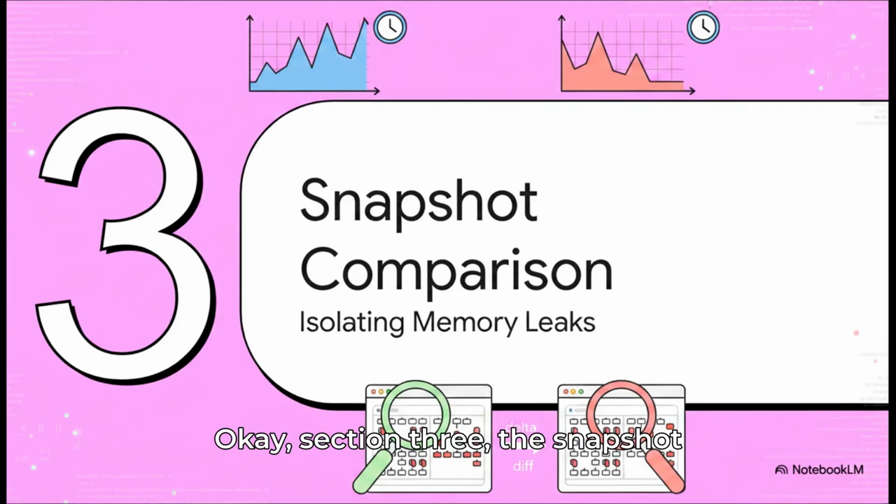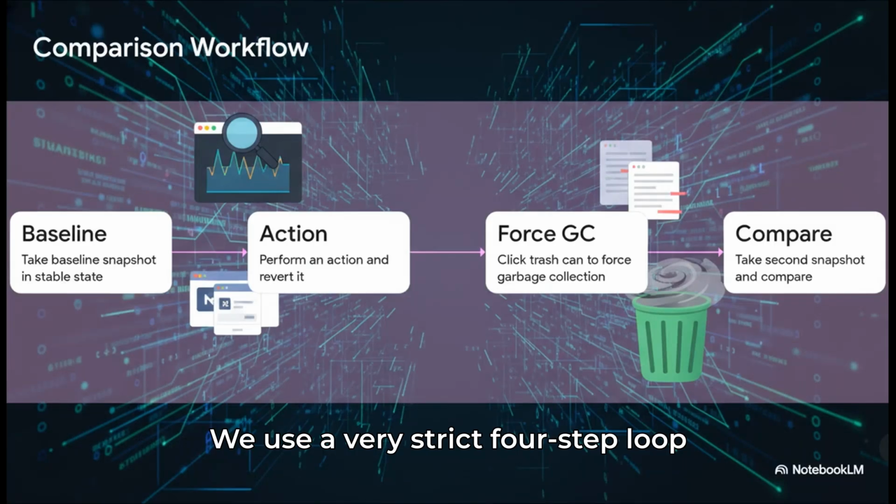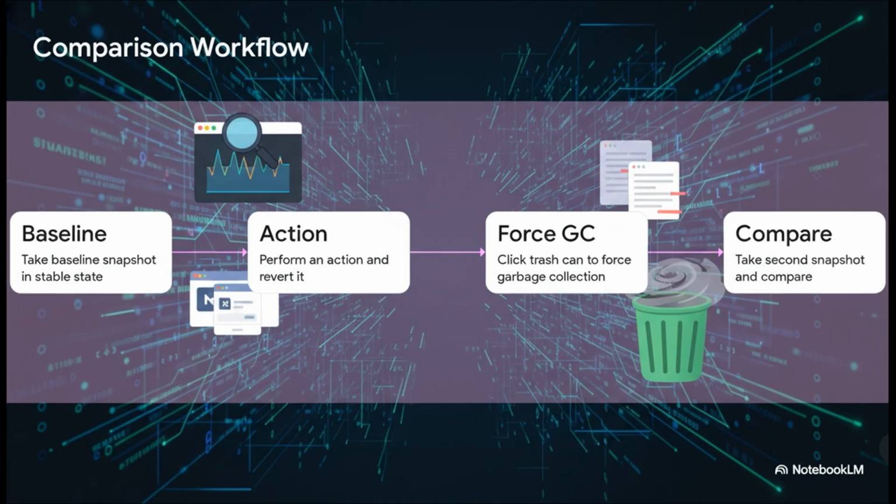Okay, Section 3, the snapshot comparison workflow. Now that we have our X-ray machine powered up, let's talk about how to use it to run a classic before and after experiment. We use a very strict 4-step loop to isolate the specific objects being created but never cleaned up. Step 1, get your app to a nice stable state and take a baseline snapshot.